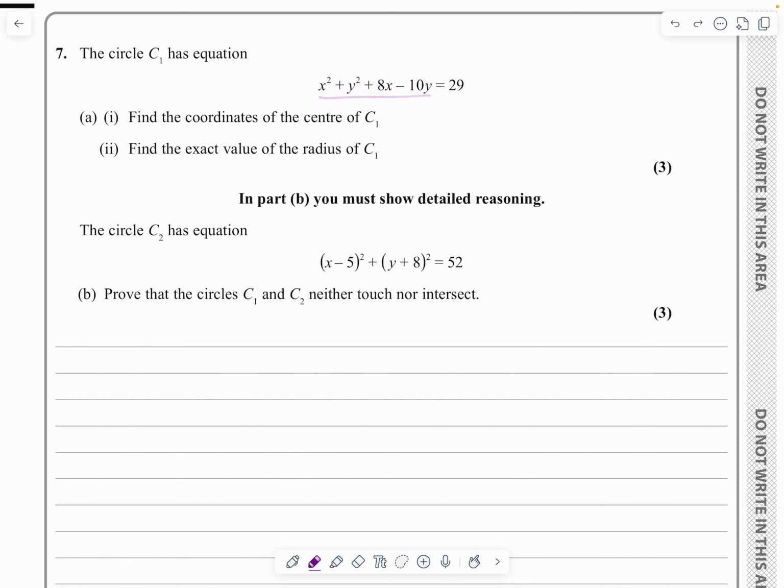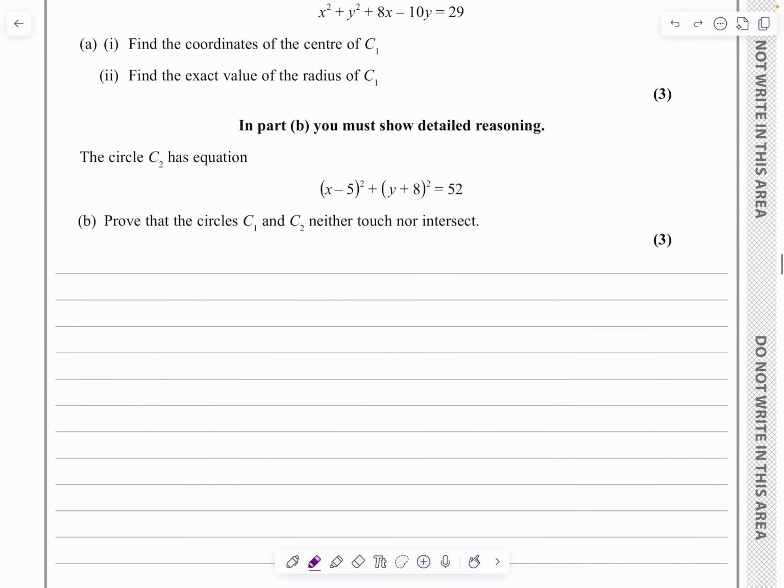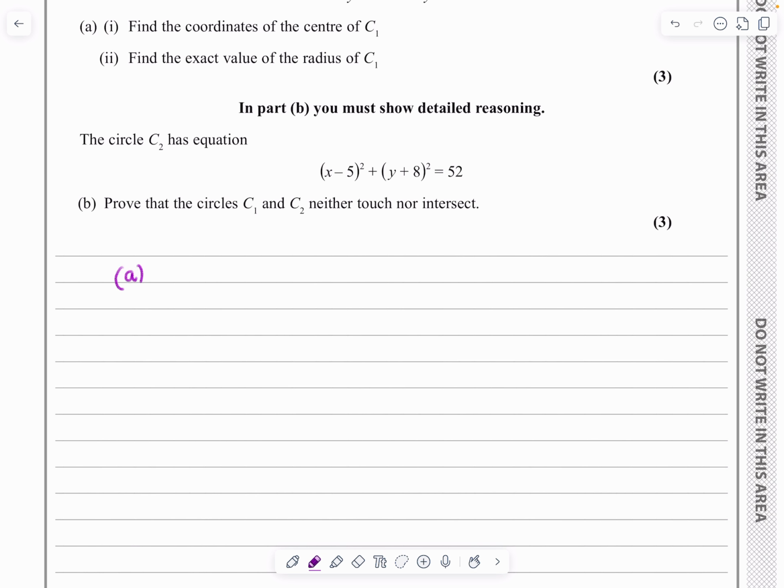It says, given that this is the equation of a circle, can we rewrite it so that we know what the coordinates of the centre and the radius are? Well, you should all know how to do that, but let's show you. So A, if we've got that the circle is written down as x squared plus y squared plus 8x minus 10y equals 29, I'm going to rewrite that. I'm going to write it as x squared plus 8x, y squared minus 10y equals 29, because then what I'm going to do is to complete the square on this part and complete the square on this part.